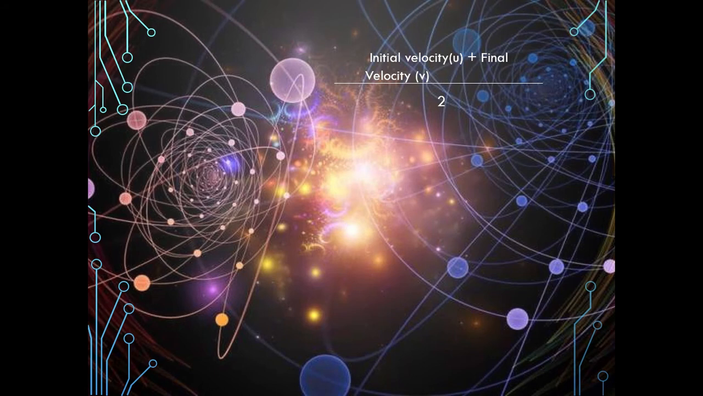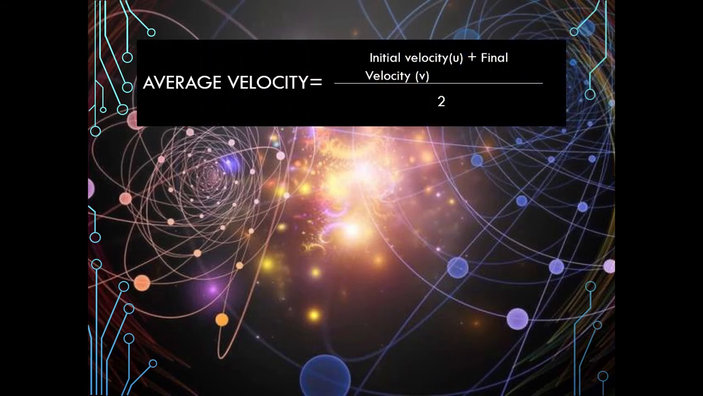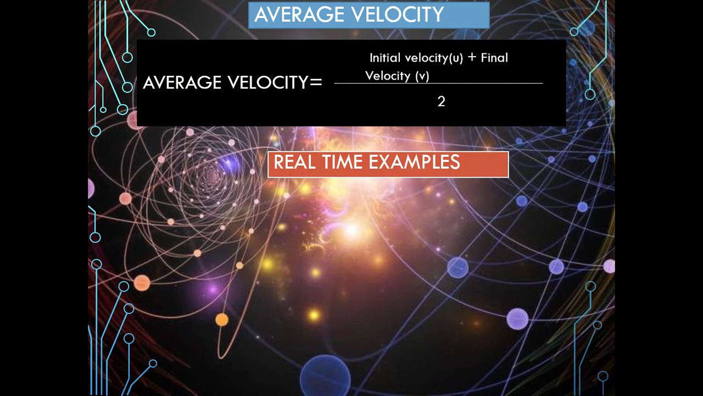Now we are coming to another topic, that is average velocity. What is average velocity? That is initial velocity plus final velocity, divided by 2. Initial velocity is mentioned as small u, final velocity is mentioned as small v.